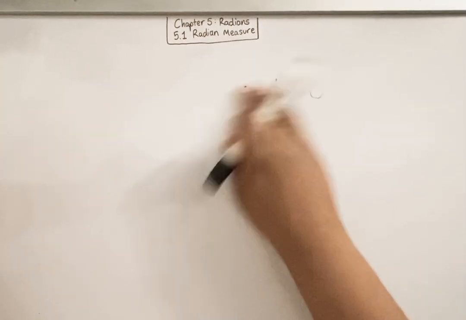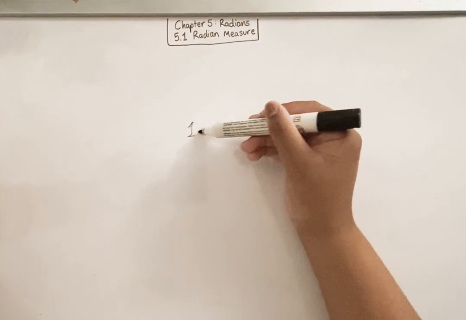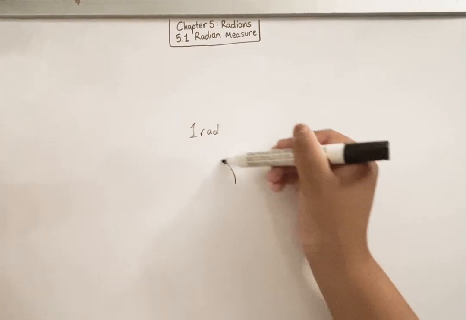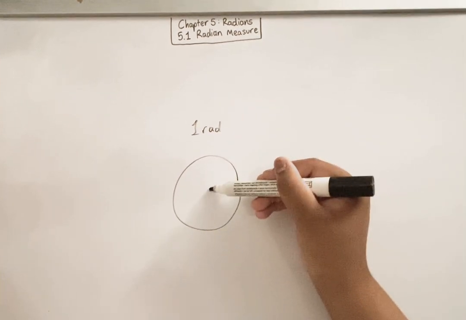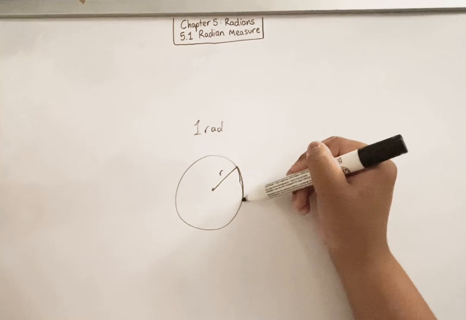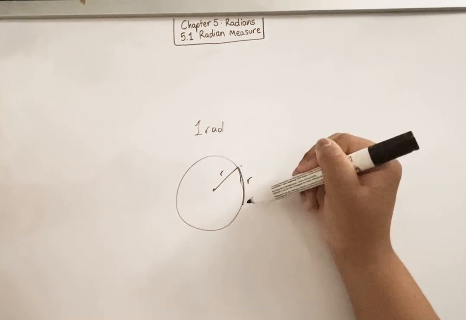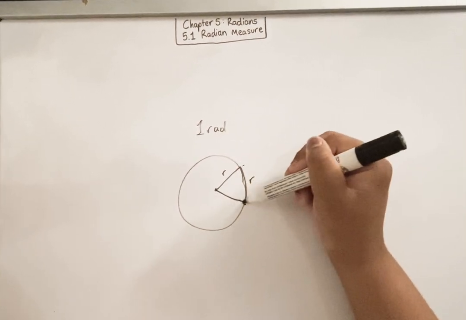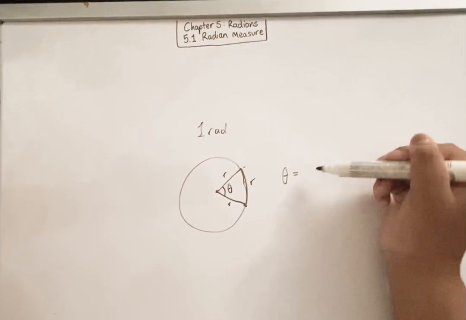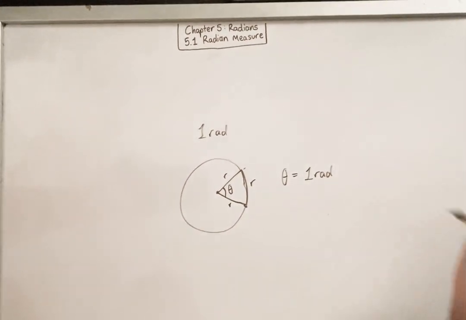other things. 1 radian, written as 1 rad or 1 radian, is the angle that's created in a circle from the center if you placed its radius, r, onto the circumference. So if this arc length was r, this would be r as well. This angle here, theta, would be 1 radian.